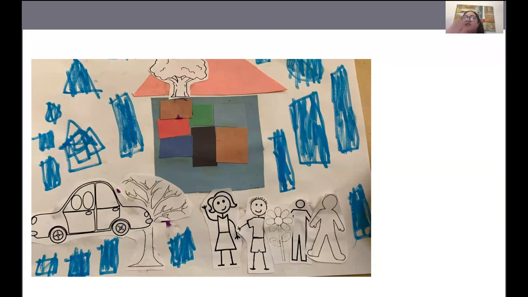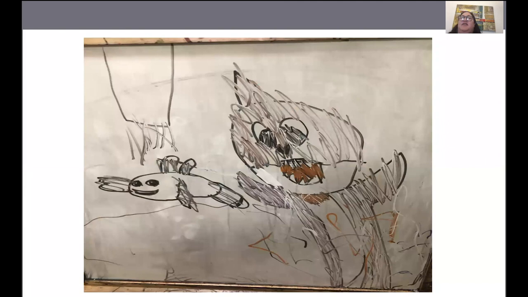Here's another image from a kid. I have this whiteboard in my room that I use with a lot of the kids. And again, it's not permanent work, but it gives them the opportunity. One of the things that I love about the whiteboard is that you can put a lot of energy into it and you can put whatever feeling you're feeling in the moment, and it's very, very controlled.